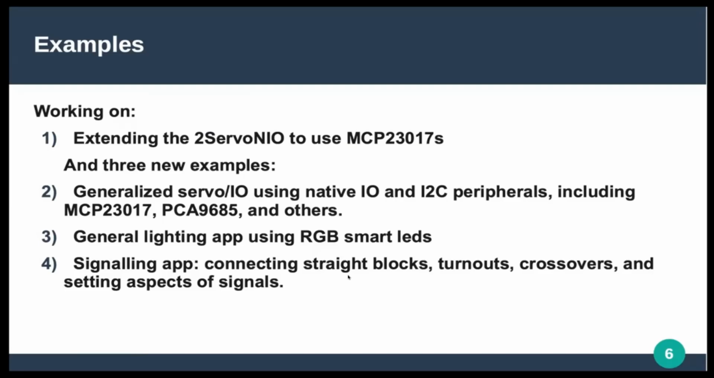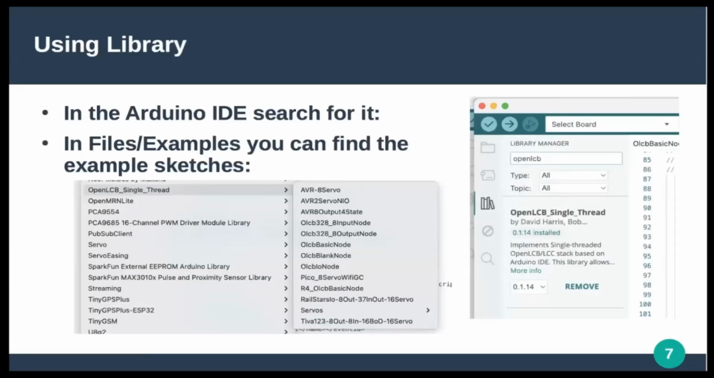And a signaling app, which basically receives events for block occupancy and turnout position, and then drives the signals. It has some built-in logic so that the signals can be daisy chained and so on. And that's just showing you the library and how you can select it in the IDE, and then look at the examples. You get it over here. Basically, you look for OpenLCB and it'll show you that, and then you can just install it into the IDE.